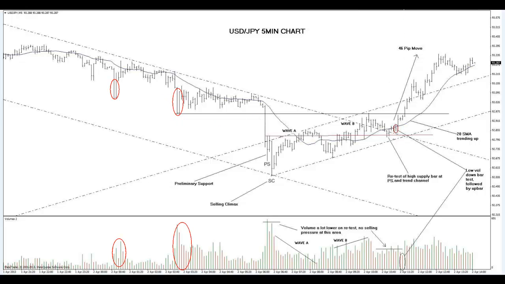Now we had a supply line through here. As the market moved sideways here, it looked like we might have been trading in a range for some sort of accumulation of price, and I was looking for either some sort of break higher or a break lower.